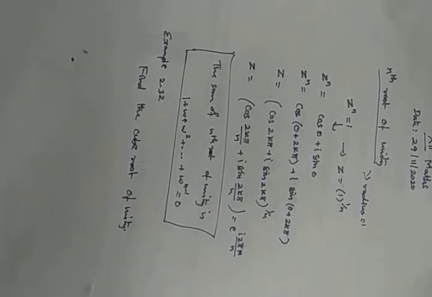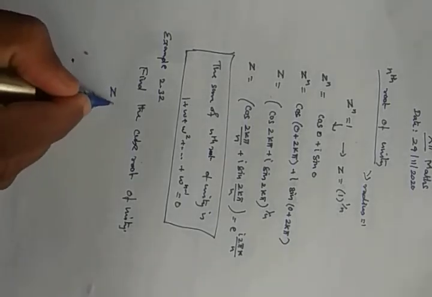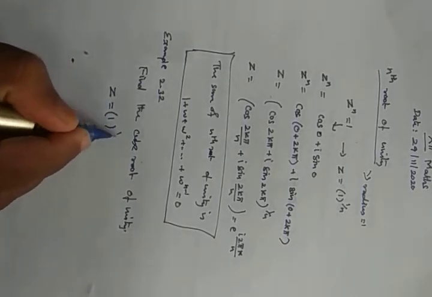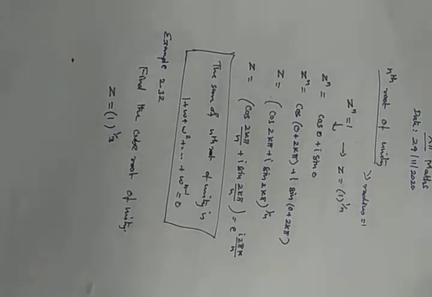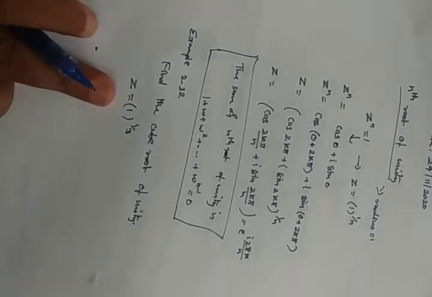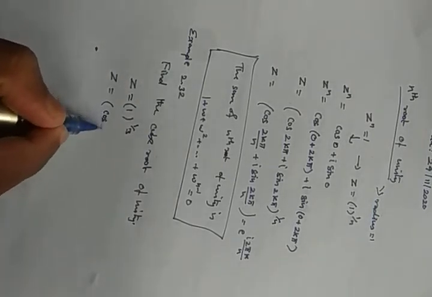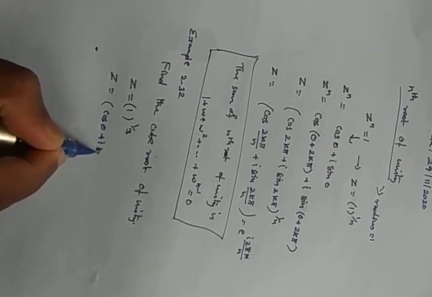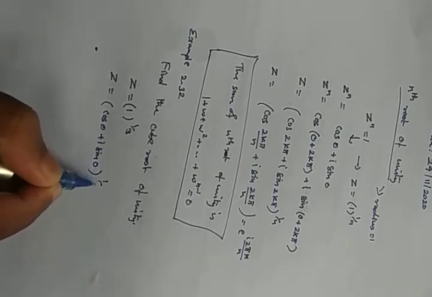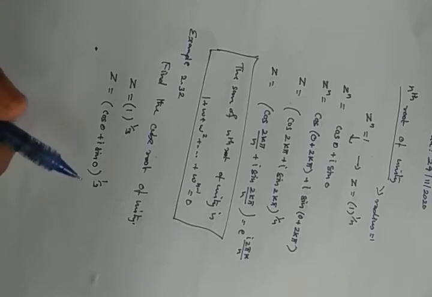For this one, what do we need to write here? We need to take the value as z power 1, that is 1 cube. The same formula we are going to apply here. As you know, 1 we can write as (cos 0 + i sin 0) whole power 1 by 3, because cos 0 value is 1 and sin 0 is 0.